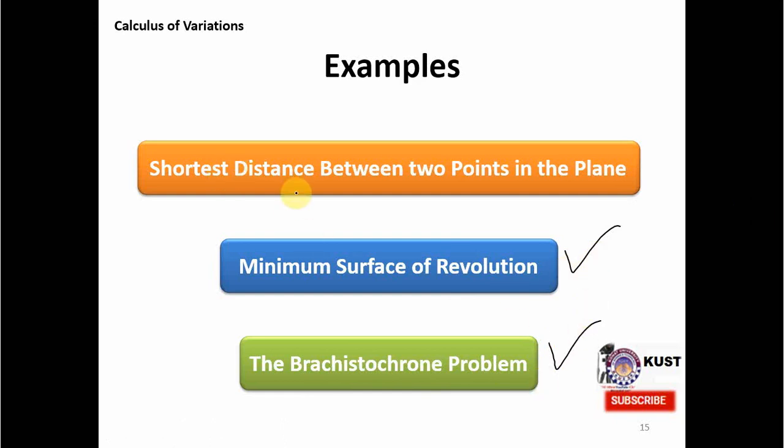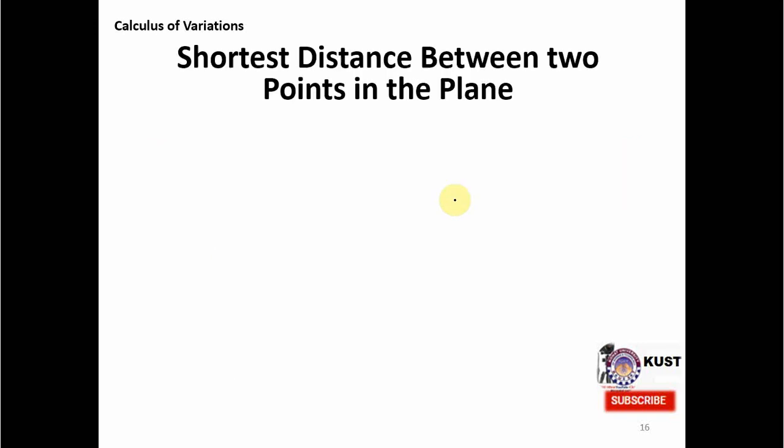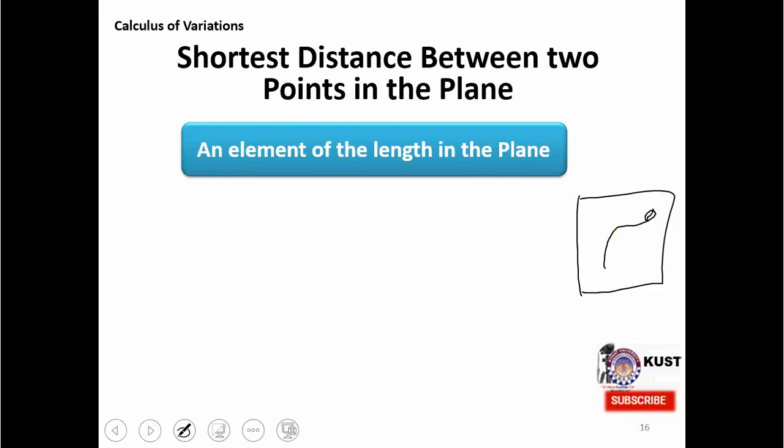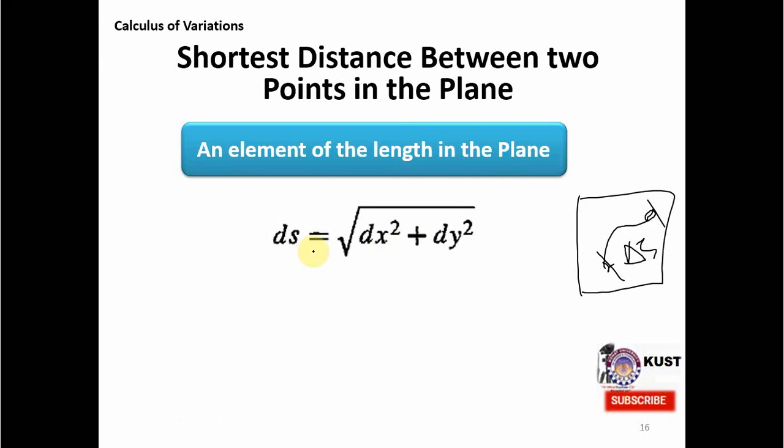Now for the first one, I explain how we can calculate the shortest distance between 2 points in the plane using the calculus of variations. This is our aim. So we define an element of length in the plane. For example, this is the plane, and in this we define the element of length, let's call it delta s, and here ds is equal to the square root of dx square plus dy square, the famous Pythagoras theorem you can see over here.